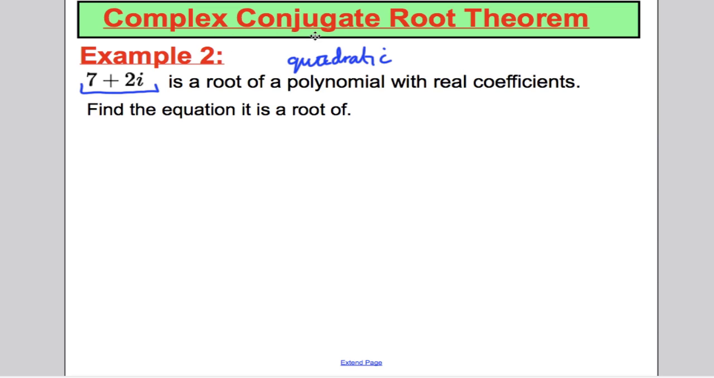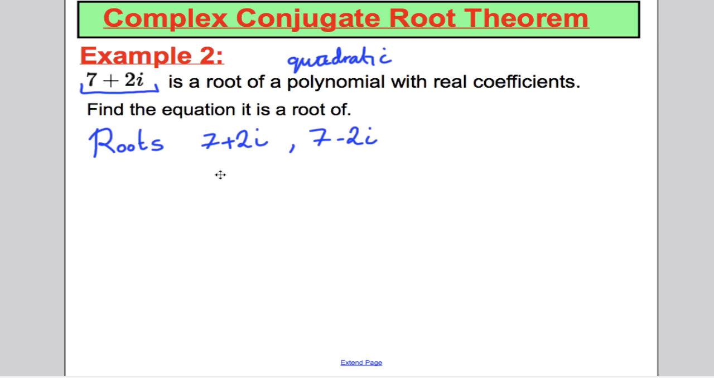Now, by the complex conjugate root theorem, you know that if 7 plus 2i is a root, then 7 minus 2i is a root, its complex conjugate. So you can state both roots of the quadratic: 7 plus 2i is one root, and 7 subtract 2i is the other root. Okay? So they're the roots of this particular polynomial.